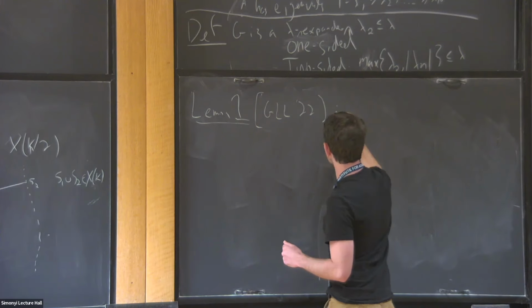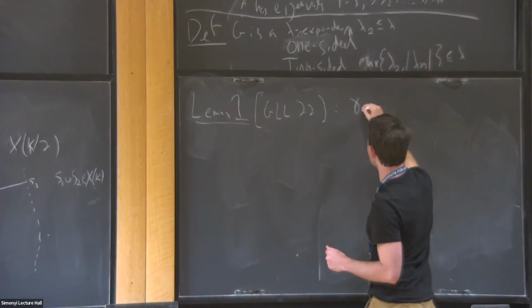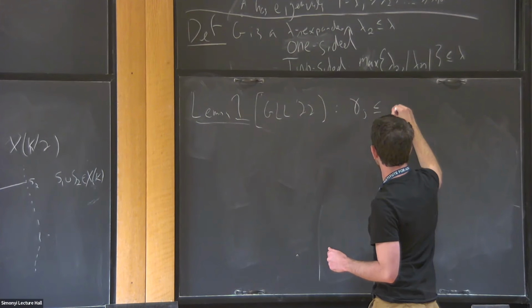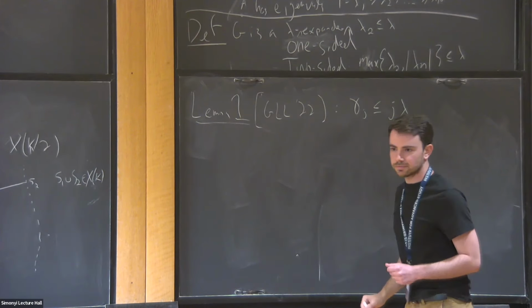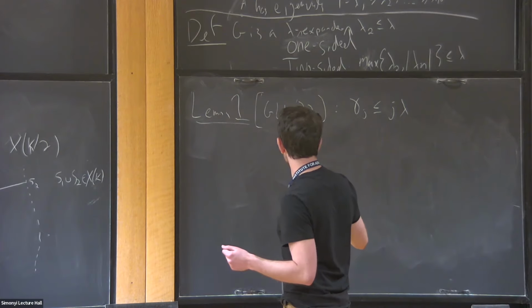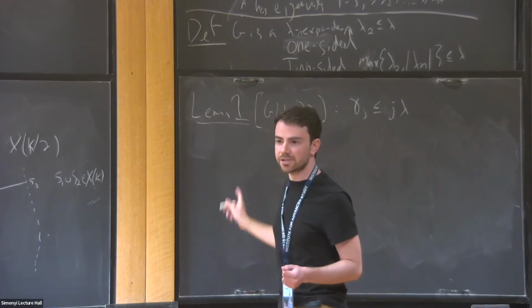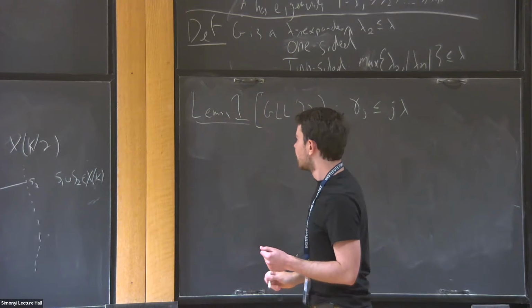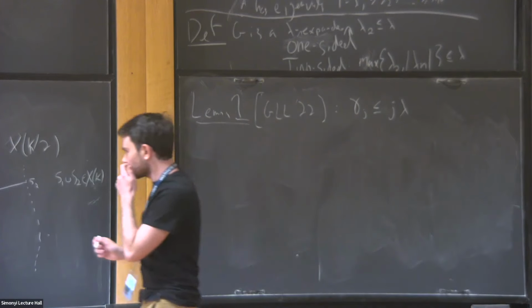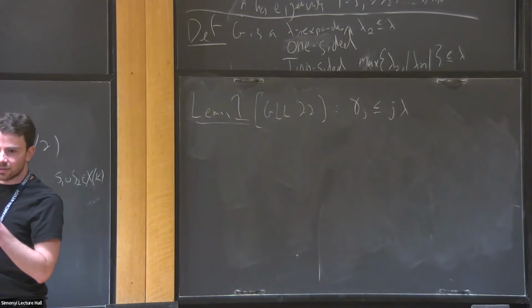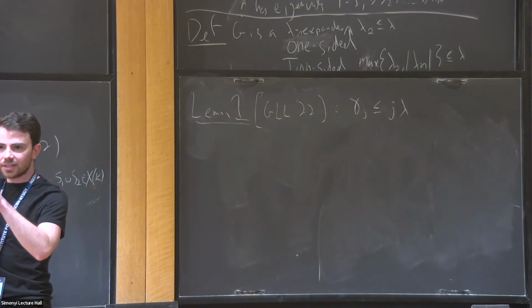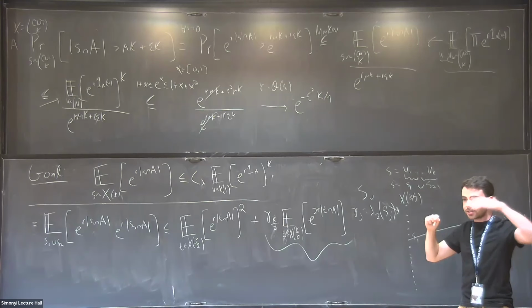And the statement is very simple. It says that gamma_j is at most j times lambda. I'm not going to have time to prove this, unfortunately, but you can ask me after, and I can show you how it's proved. The intuition is that if I looked at S1, which is just swapping between two vertices, this is the adjacency matrix. This is the one skeleton.